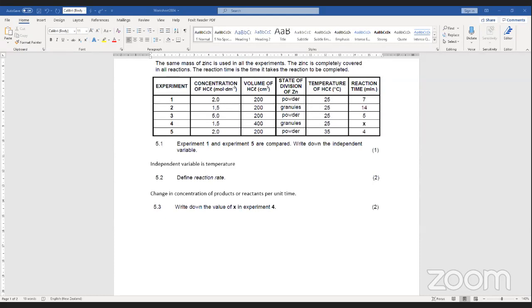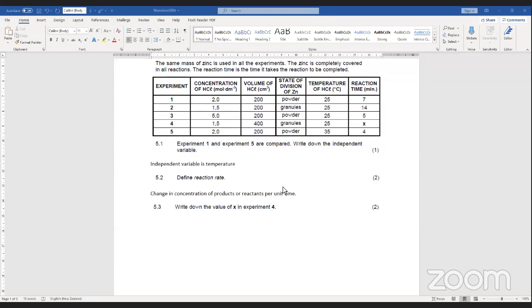Okay, so if you look at experiment 2, you've got a concentration of 1.5 moles per decimeter cubed. It's got a volume of 200 cubic centimeters of hydrochloric acid. You've got granules as your zinc, and you've got a temperature of 25 degrees Celsius. And that tells you that your reaction time is 14.